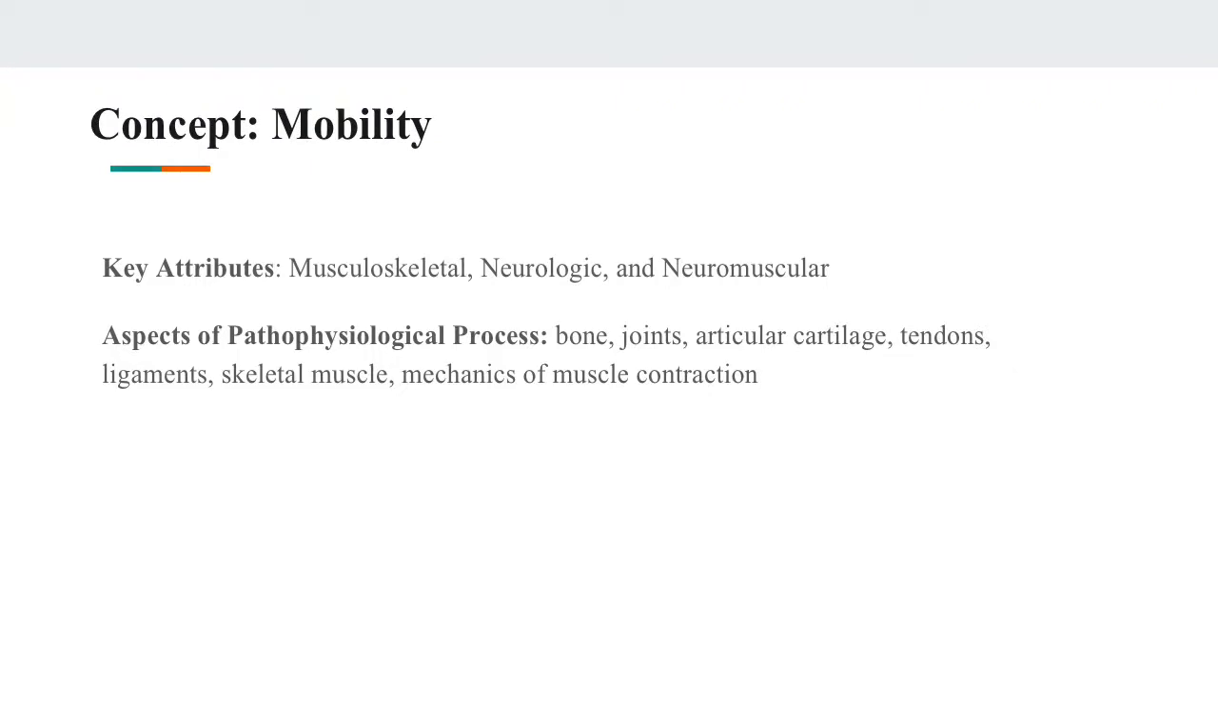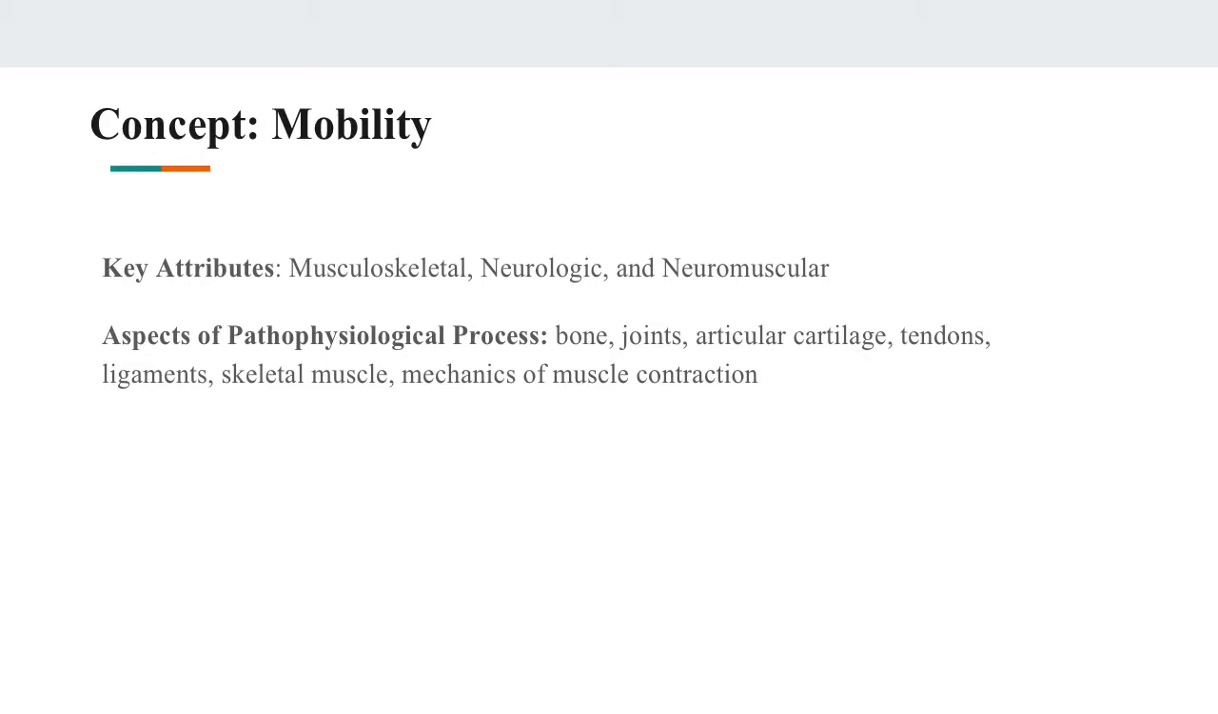Mobility refers to purposeful physical movement, including gross simple movements, fine complex movements, and coordination. This definition was found within Giddens' textbook, page 252, year 2017. The key attributes of the concept of mobility are musculoskeletal, neurologic, and neuromuscular processes. Today, this presentation will focus on the musculoskeletal attribute as it relates to gout.